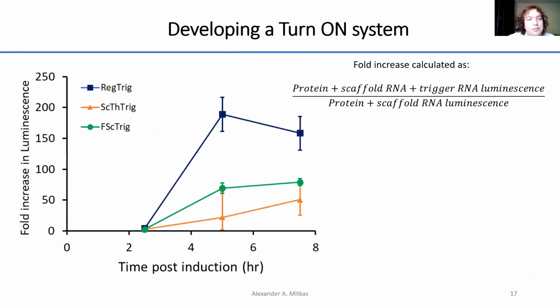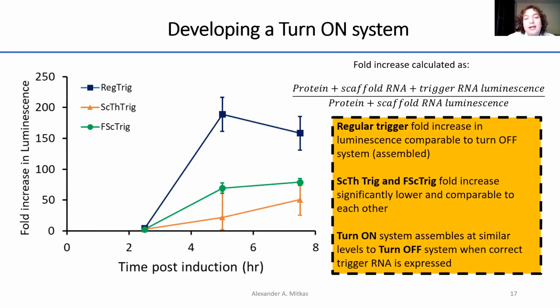So we ran similar experiments, and again we have a fold increase in luminescence here, which is taken by this ratio as shown over here. And we can see that when we express the regular trigger, the system behaves very similarly to the original system we had designed, peaking again at around 220-fold increase in luminescence. So that is working exactly as we expected, as well as the original system we had.